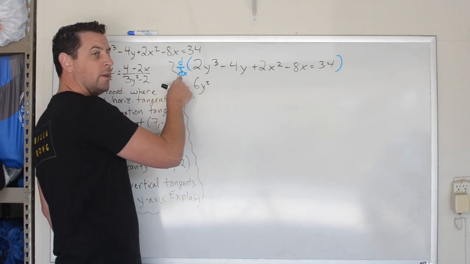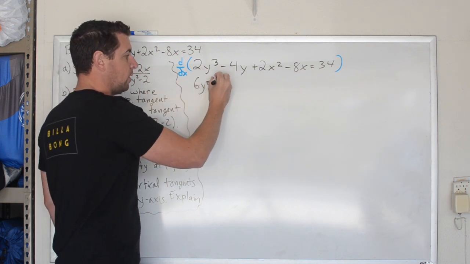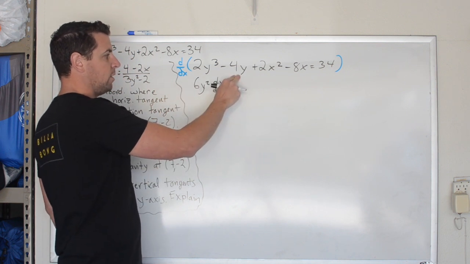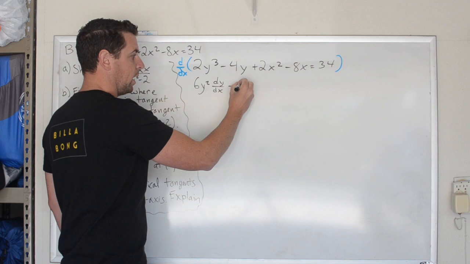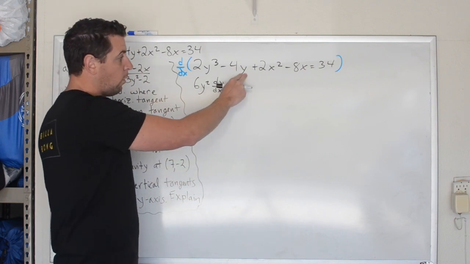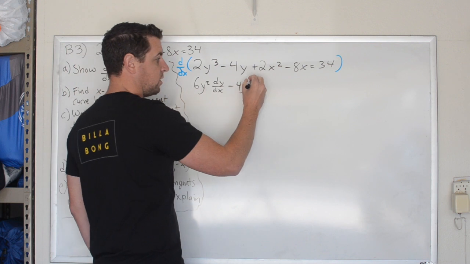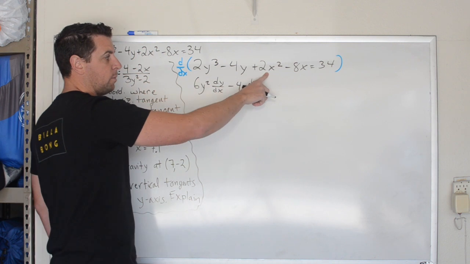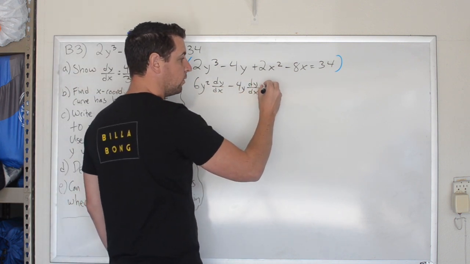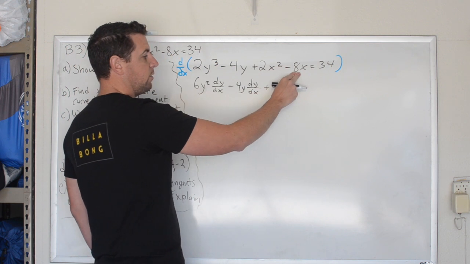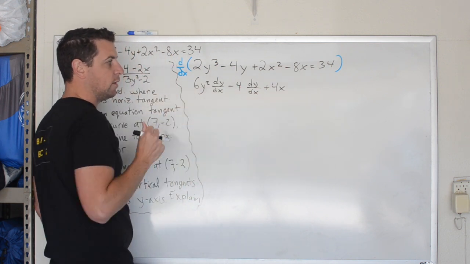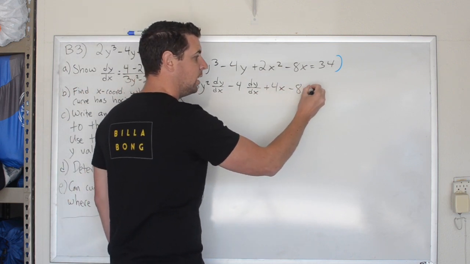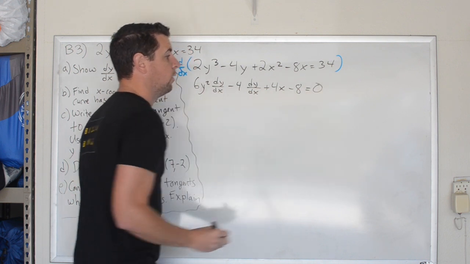And then whenever we take the derivative with respect to x of a y term, we create this dy dx term. I continue working my way through. Again, the derivative of negative 4y will just end up being negative 4, but because I took the derivative of y's with respect to x, I create this dy dx term. Here, the derivative with respect to x will end up being 4x, so plus 4x. And the derivative of negative 8x is just negative 8, and the derivative of 34 is equal to 0.